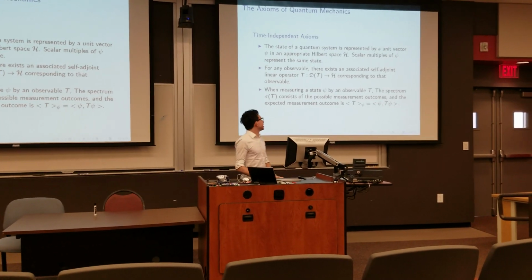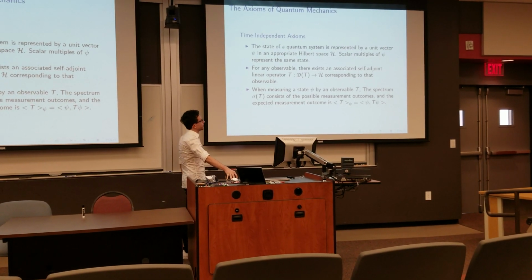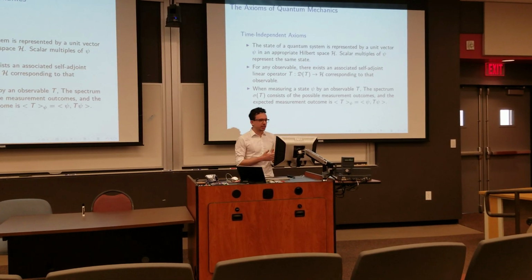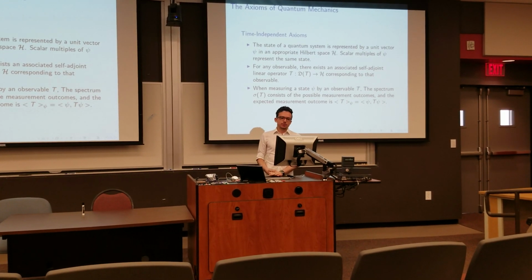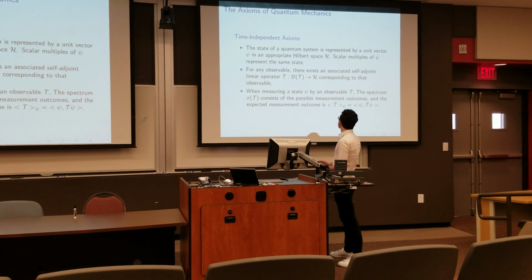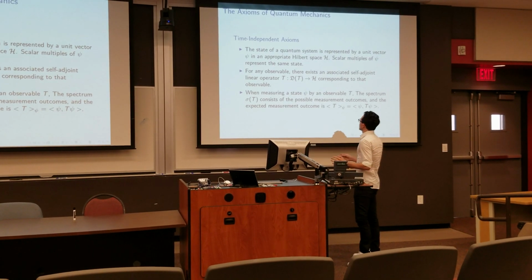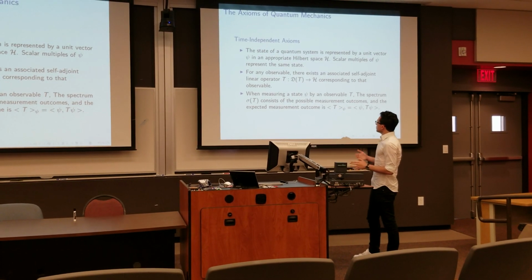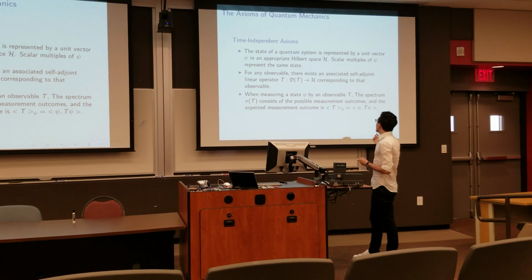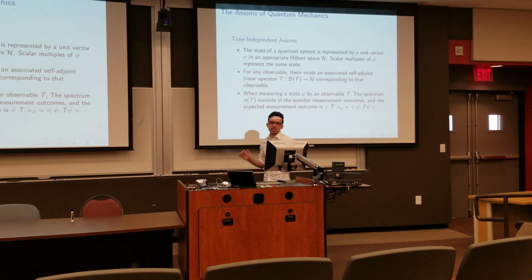Okay, so now what does any of this have to do with quantum mechanics? We're going to talk about the postulates of quantum mechanics. This is basically how we model physical systems. Given a system, we represent our systems by vectors in some appropriate Hilbert space. The vectors correspond to our physical systems, and scalar multiples of the vector we say correspond to the same state.